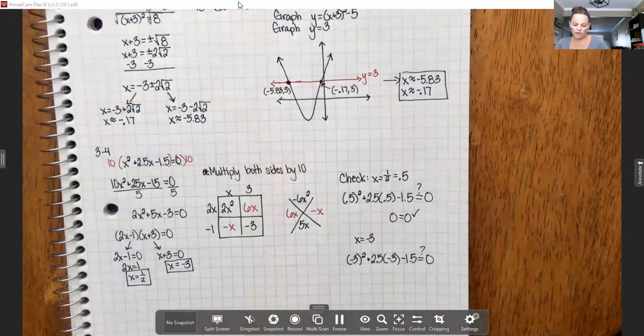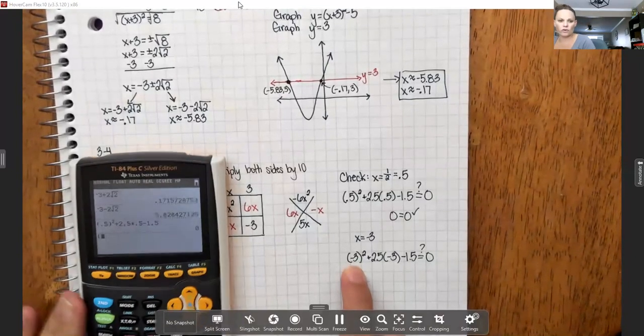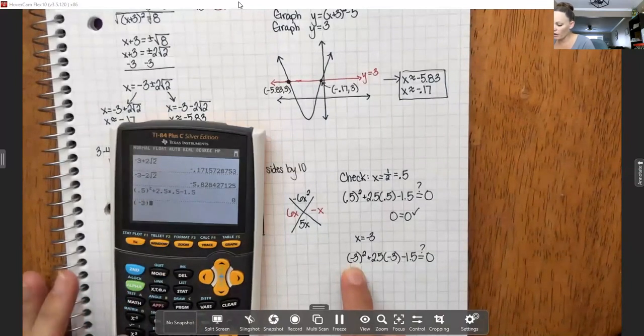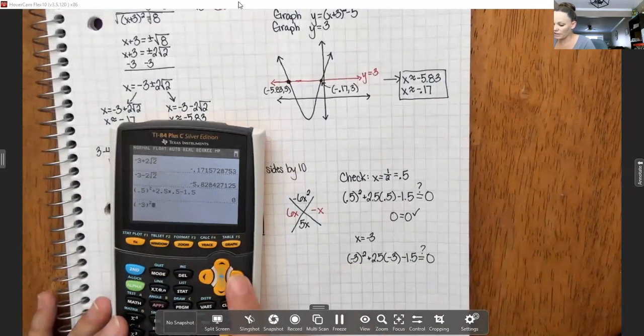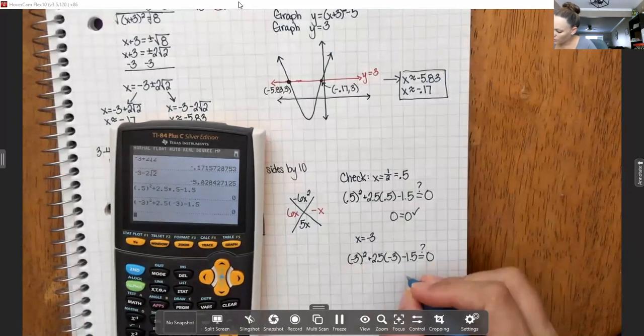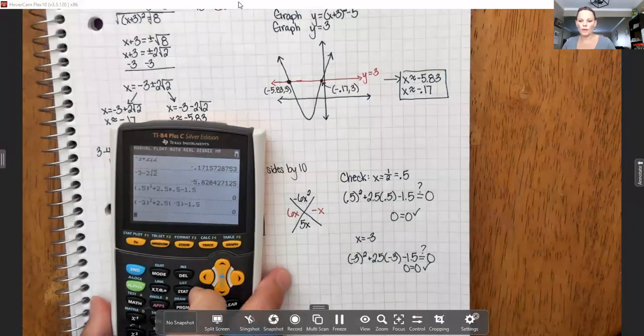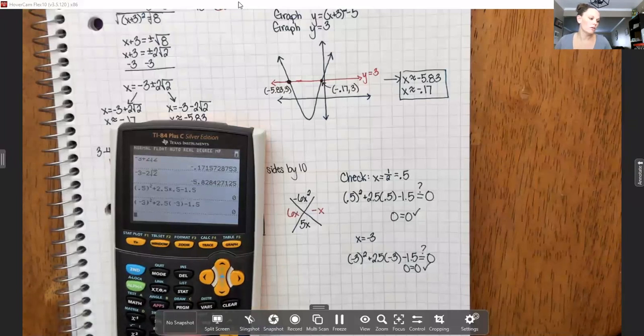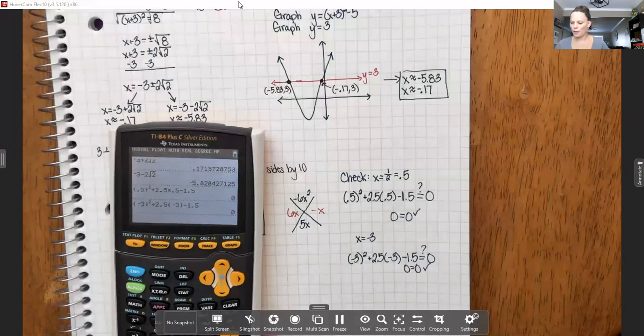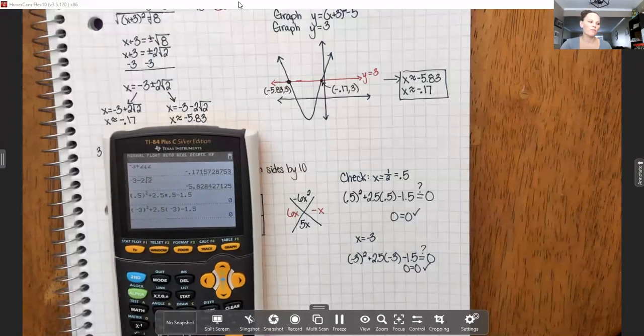And so if you did the same thing again, make sure right here when you do this in your calculator and you plug in -3, you want to make sure you use your parentheses. We also get 0 equals 0, so it worked. Okay, questions on that or anything we've done so far?